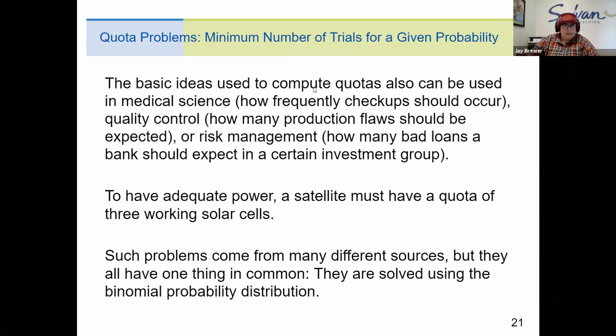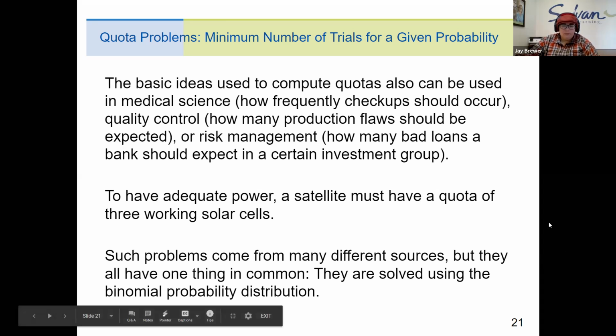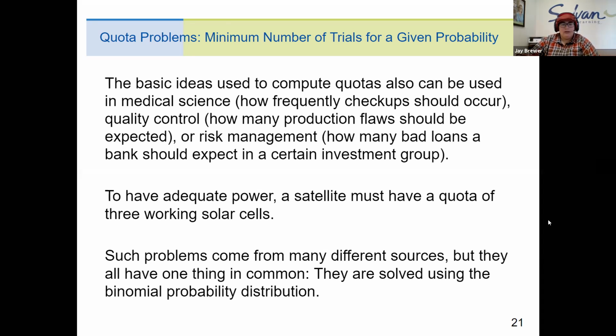This basic idea uses complete quotas and can also be used in medical sciences: how frequently checkups occur, quality control, risk management. To have adequate power, a satellite must have a quota of 3 working solar cells. That's something interesting. Such problems come from many different sources, but they all have one thing in common.